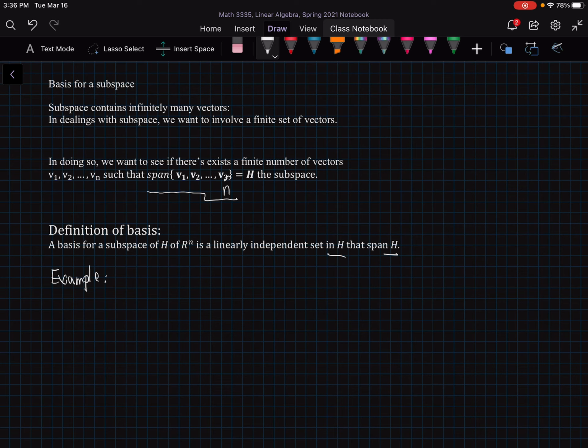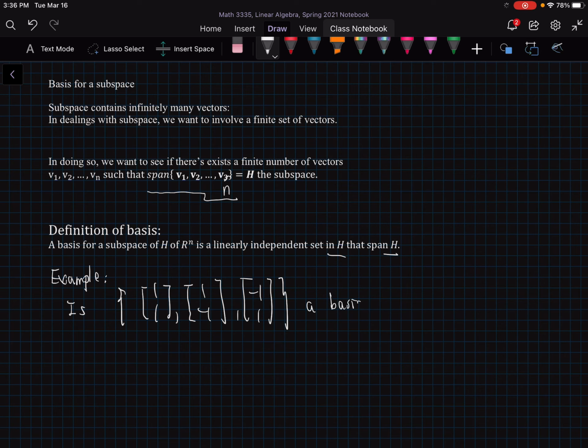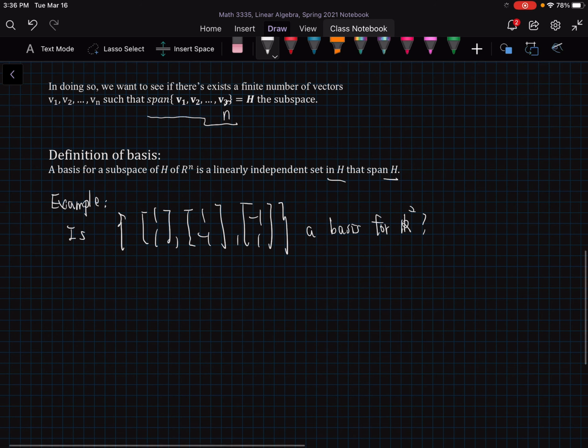Example. Are the three vectors (1, 1), (1, negative 1), (negative 1, 1) a basis for R2? We don't know, right? But let's look at the picture first.